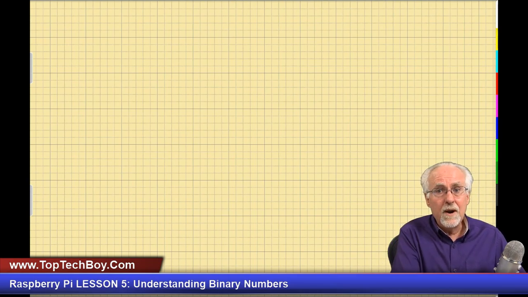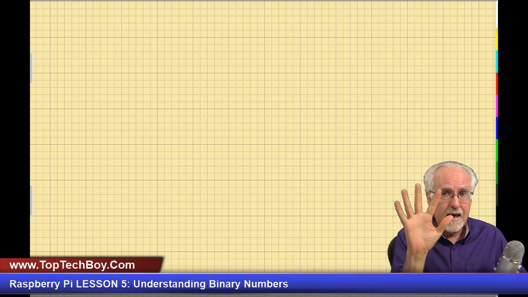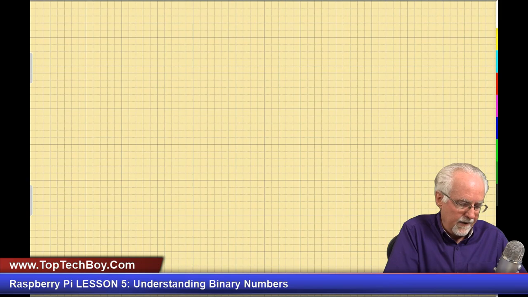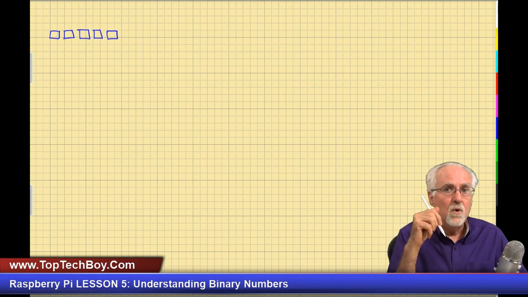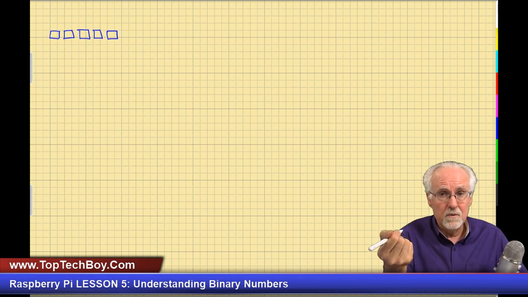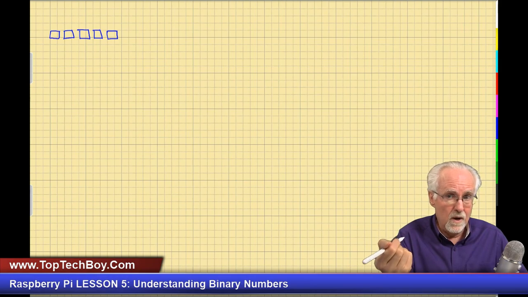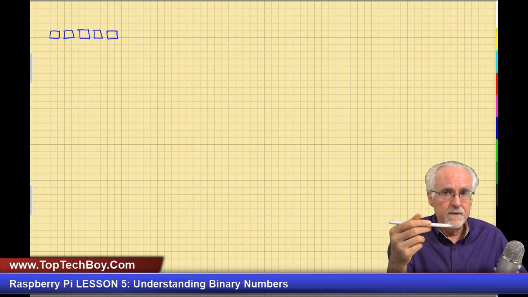All right. So what I'm going to do is I'm going to start and we're going to imagine that I have 5 switches. Okay, I have 5 switches. So let me draw those. I've got 1 switch, 2 switches, 3 switches, 4 switches, 5 switches. When a switch is off, it's a 0. When a switch is on, it's a 1. Well, what would the very, very first number be? 0, 0, 0, 0, 0. 5 zeros. Okay. And as far as switches goes, that would be off, off, off, off, off.